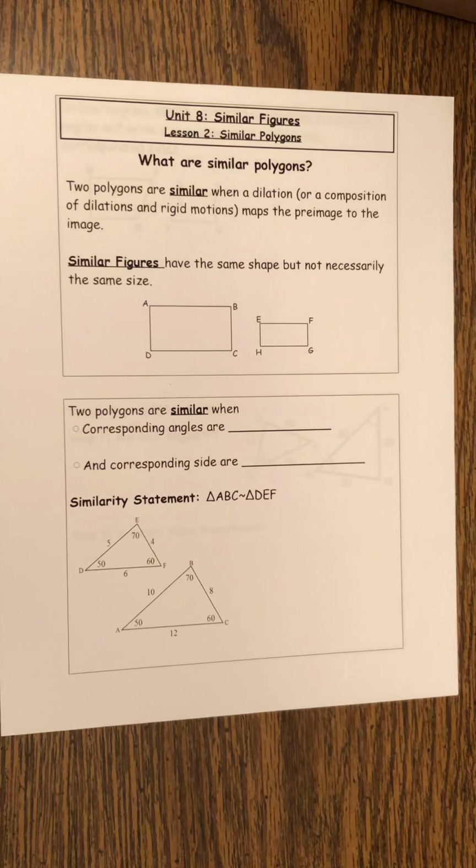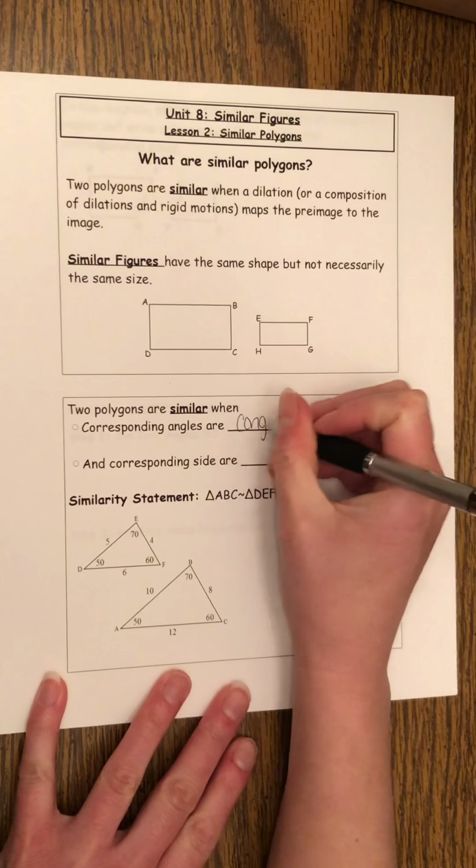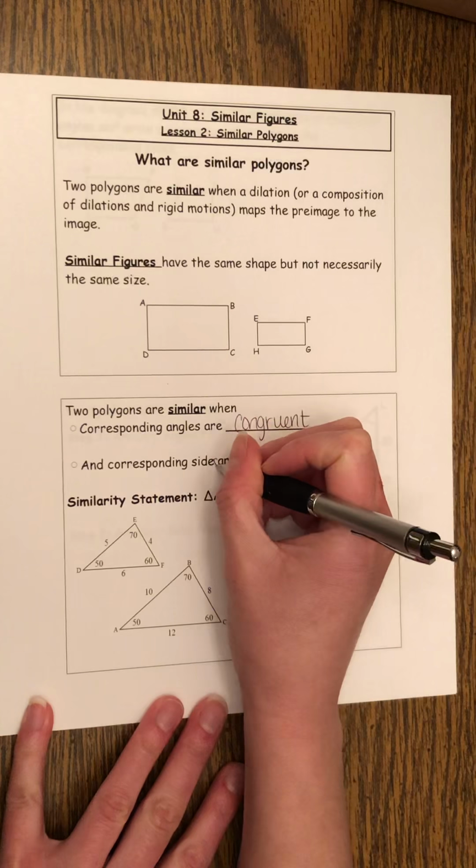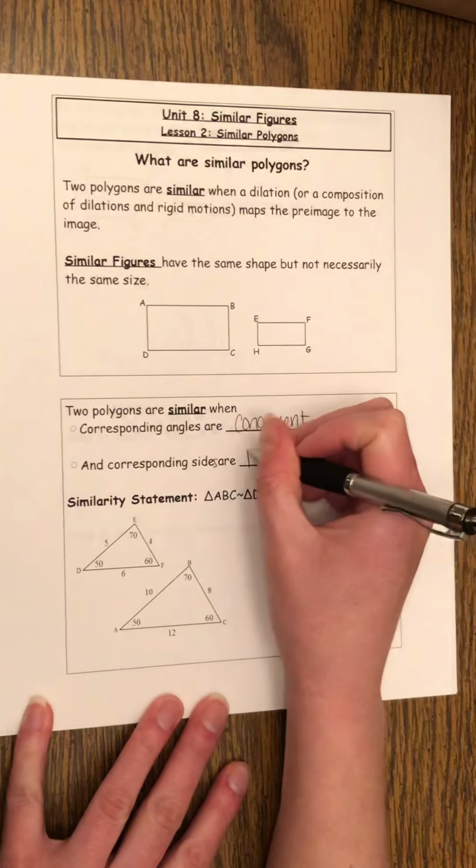Two polygons are considered similar when a dilation maps the pre-image to the image, or perhaps a composition of dilations and rigid motions. Similar figures have the same shape, but not necessarily the same size, which is true of dilated figures as well. So two polygons are considered similar when their corresponding angles are congruent and corresponding sides, that should be, are proportional.